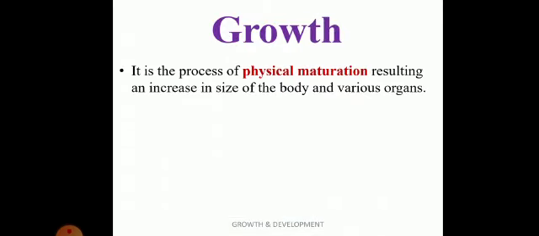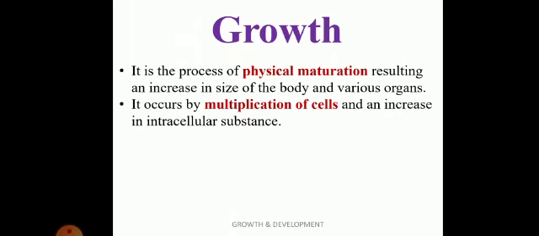Growth, we can say, is related to your structure. It is change in the structure of your body. It is your anatomy that is changing. Clear? So growth is the process of physical maturation resulting in an increase in the size of the body as well as various organs. Now how does this growth occur? That is very simple. It occurs by multiplication of cells and increase in intracellular substance.